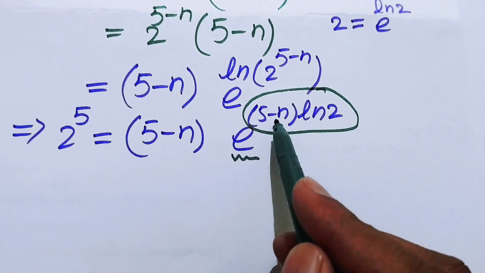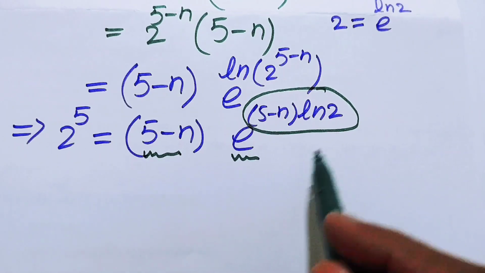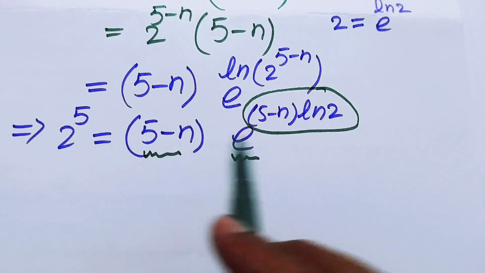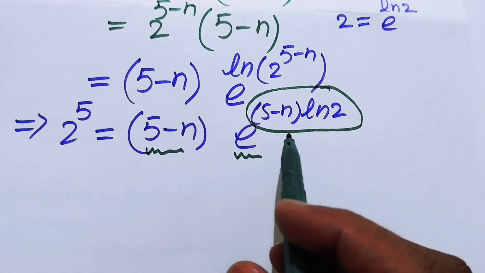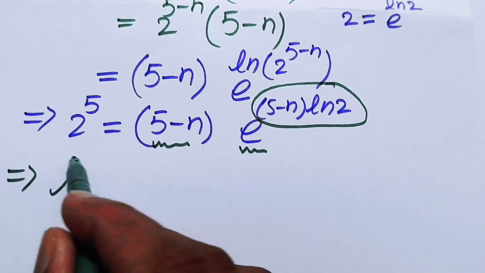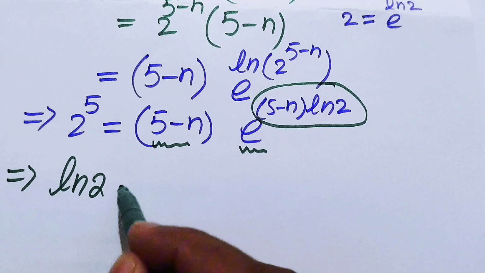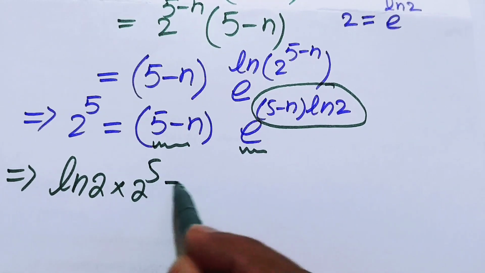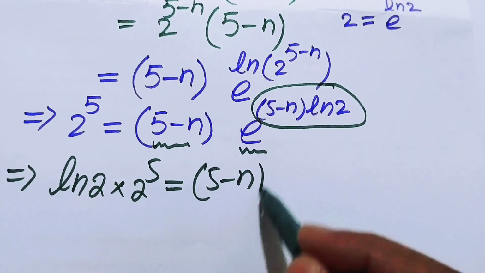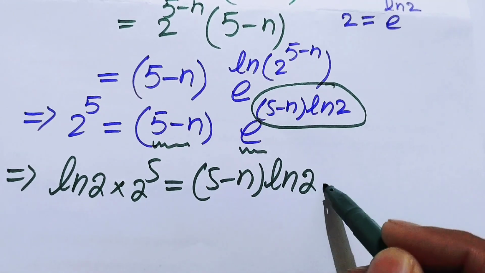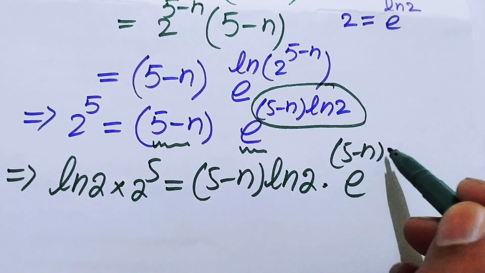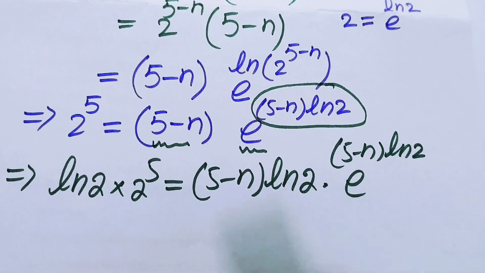So here you see that we have 5 minus n here, and we need to make log 2 here, so that we will multiply both of the sides by log 2, and we will get its output in the form of log 2 multiplied by 2 to the power of 5 equals (5 minus n) times log 2 into, here we have e to the power of (5 minus n) times log 2.